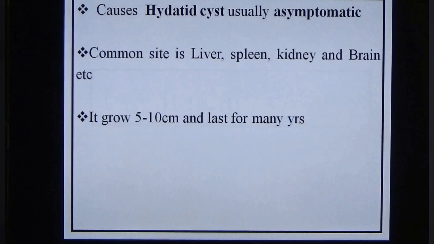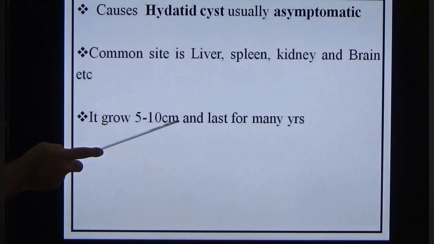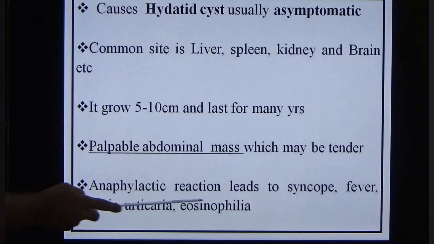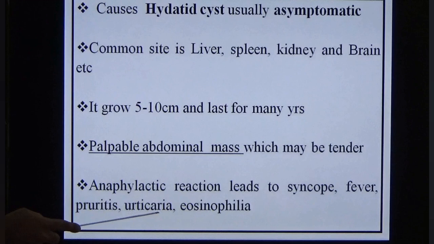As we are aware, it produces the hydatid cyst, which is usually asymptomatic. Normally it is asymptomatic, and the common site we know. It grows up to 5 to 10 centimeters and lasts for many years. The only sign, the only symptom the patient will have, is a palpable abdominal mass, which may be tender. Some other symptoms are from an anaphylactic reaction, which is a type of hypersensitivity. When we come to the immunology class, I will explain it in detail. Anaphylactic reaction leads to syncope, fever, pruritus, urticaria and eosinophilia.